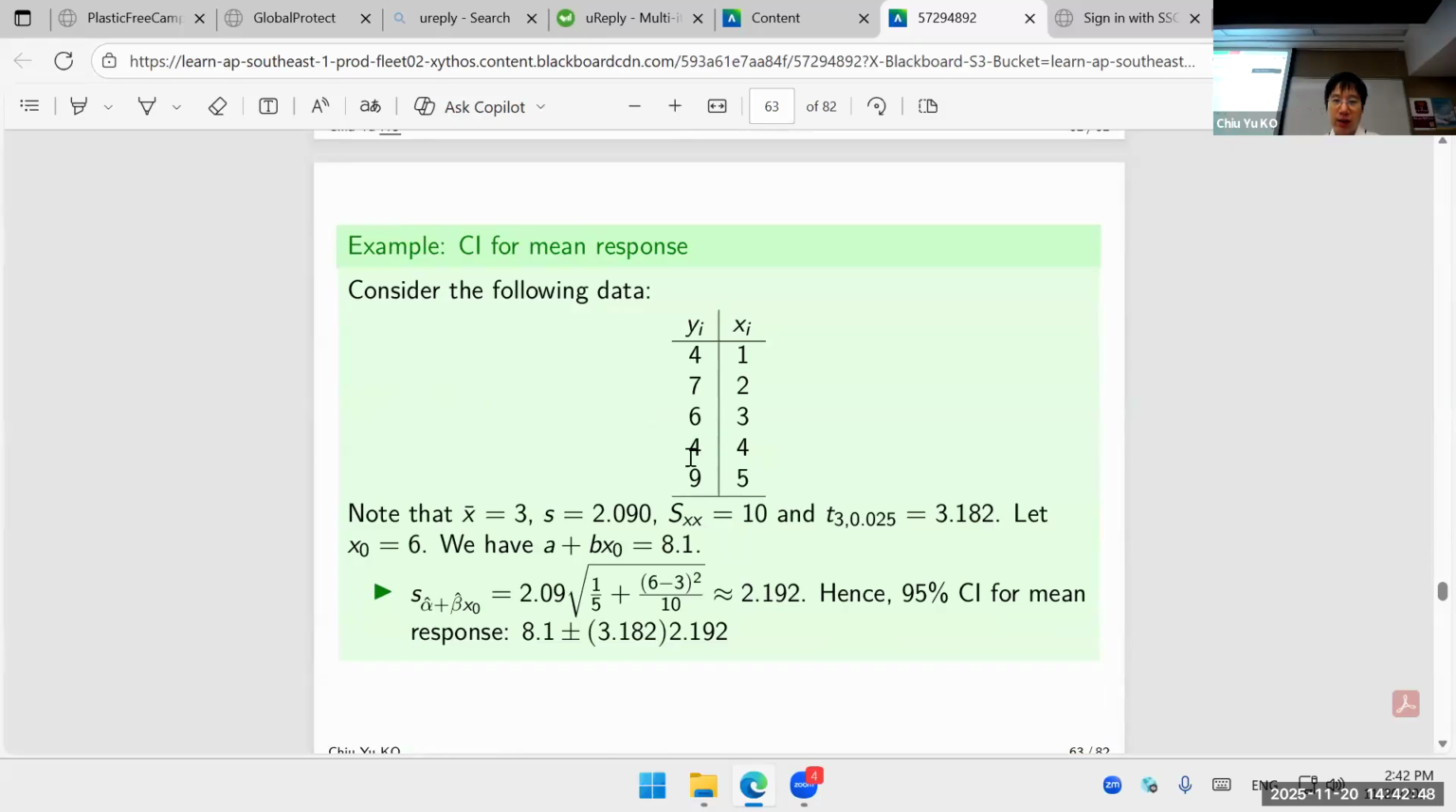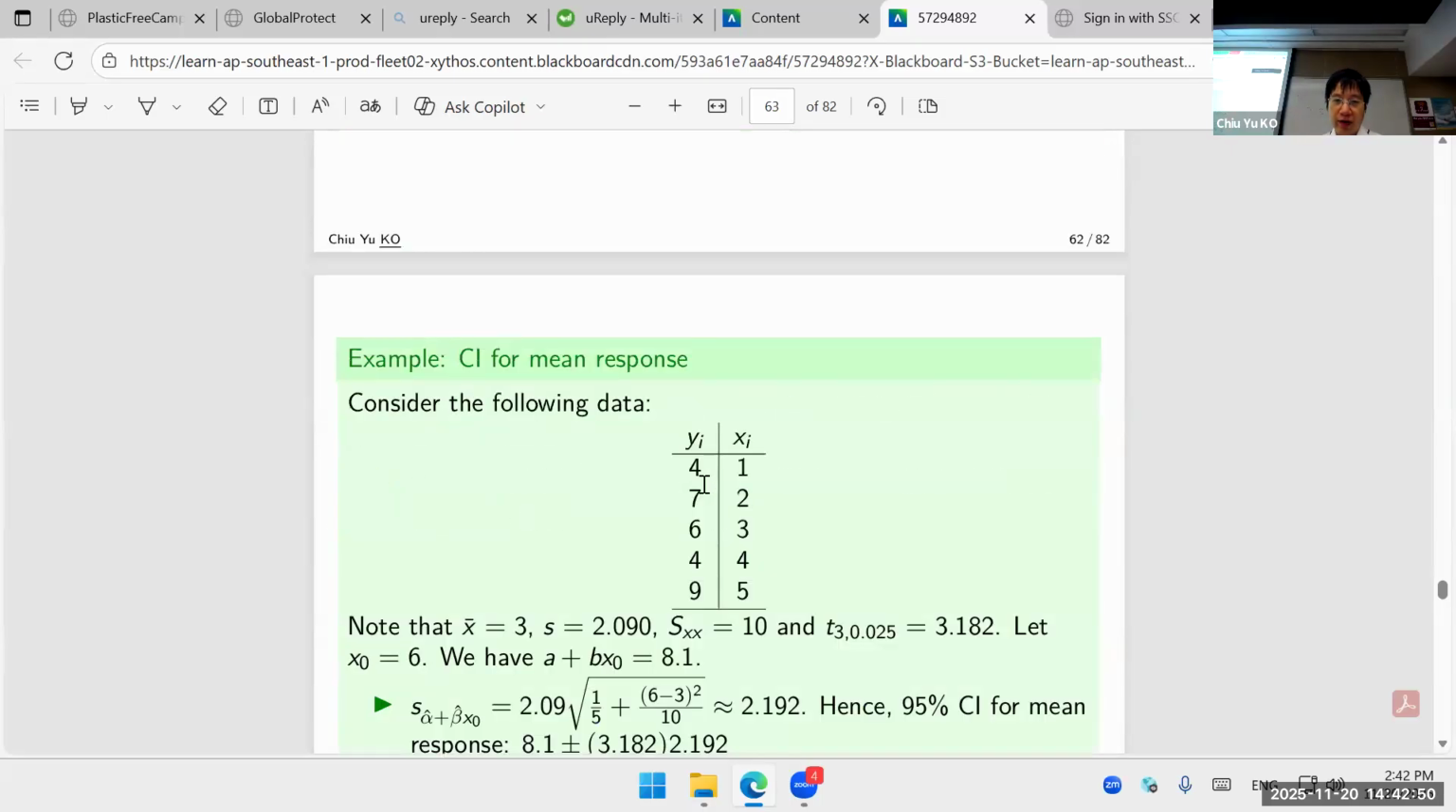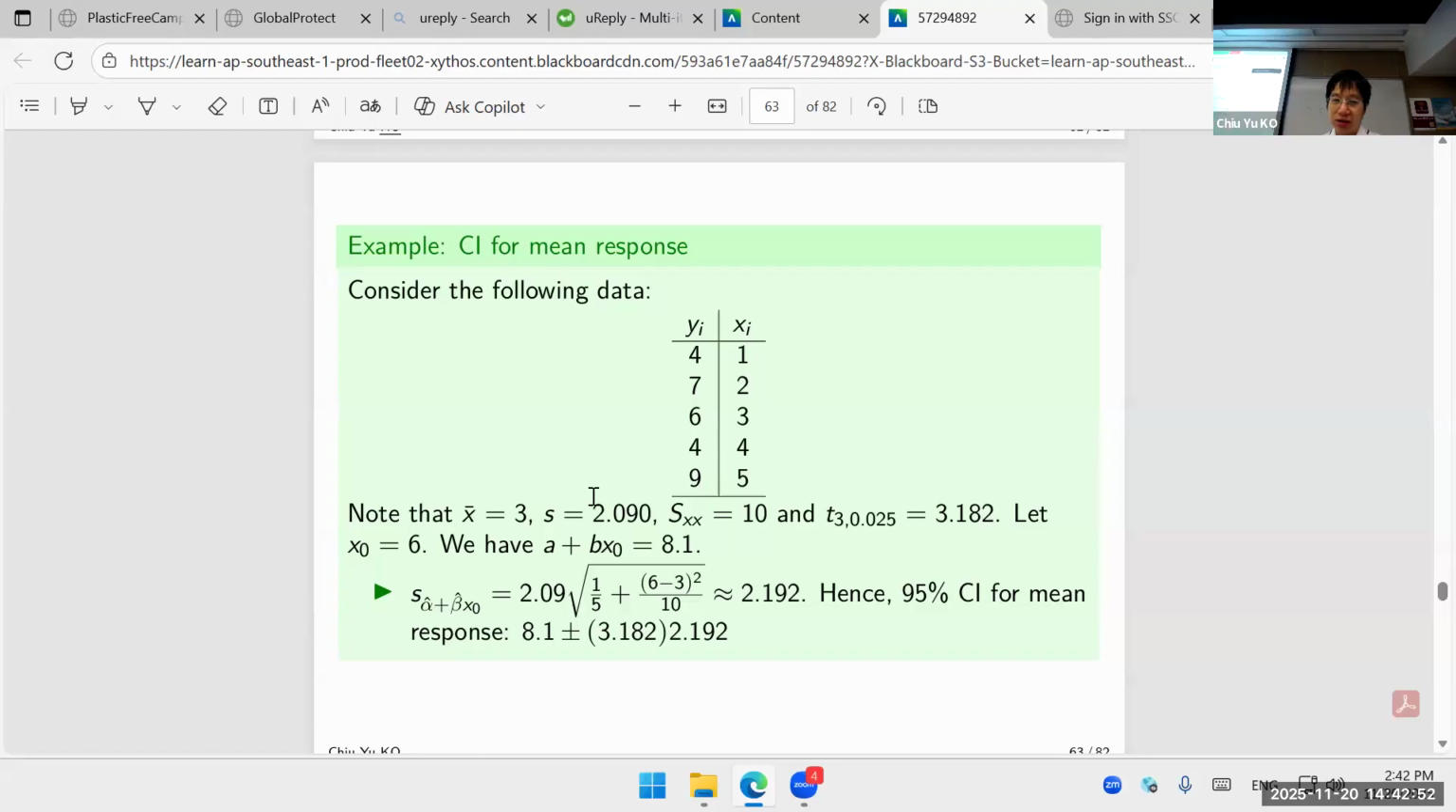These are the very last slides of the course. You can do the automatic calculation. You plug in this, figure out what the standard error is, then for 95% you just put this.